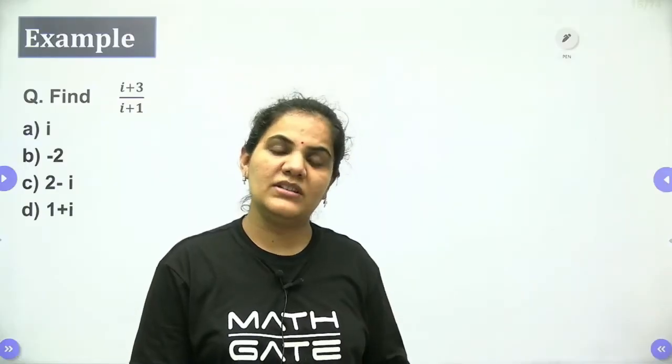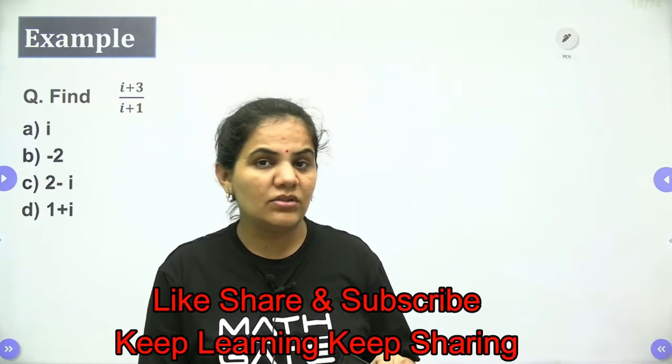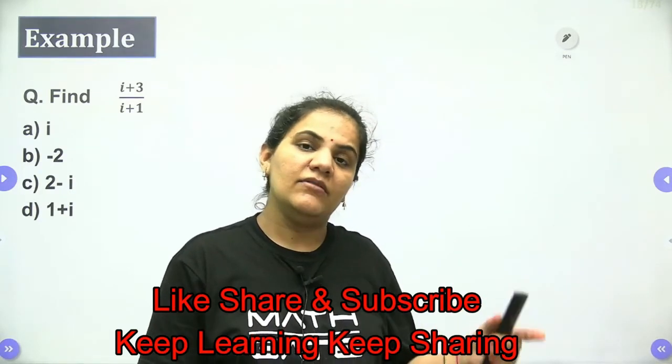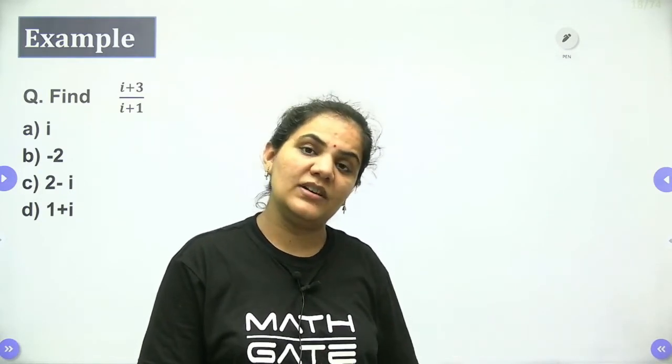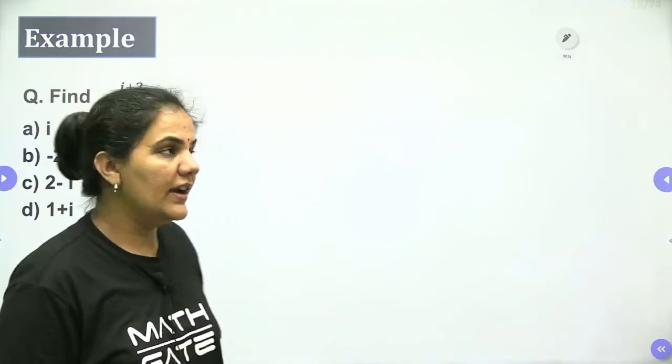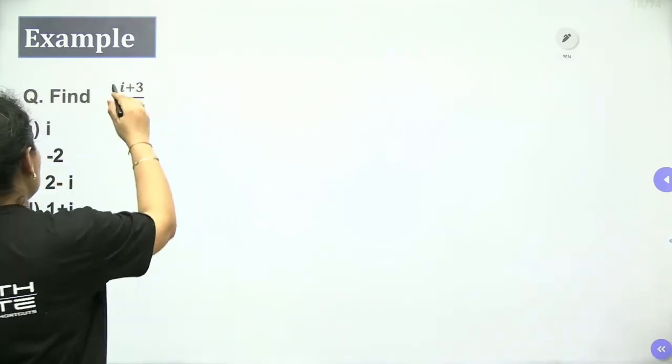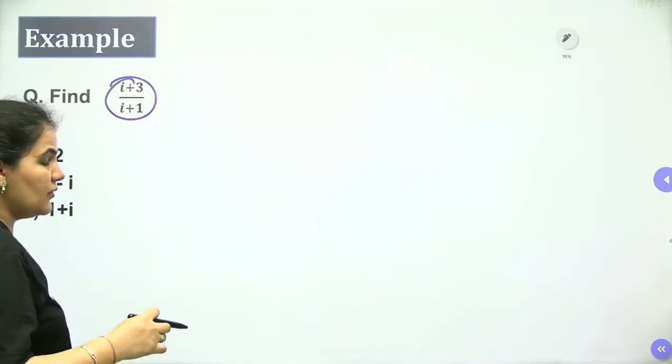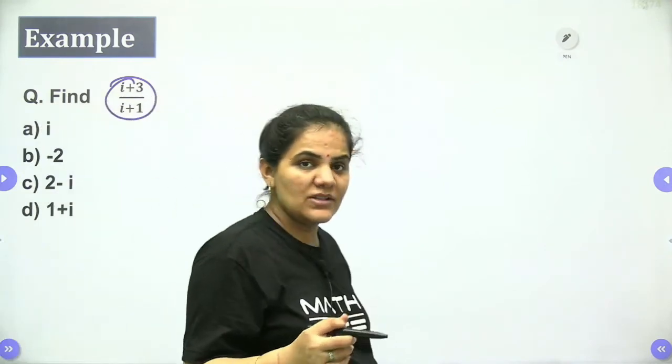In this lecture we will first discuss questions based on complex numbers. After that we will discuss the analytic function and harmonic function also. So let's start with the first question. As we can see, the first question is (iota plus 3) by (iota plus 1).